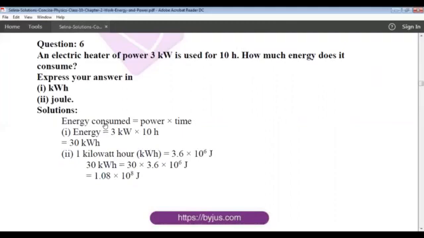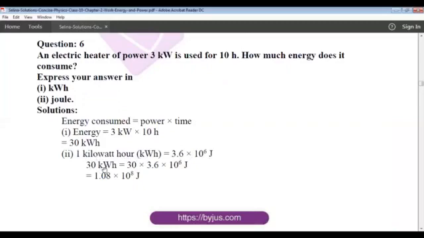So therefore energy is equal to power into time. So power is how much? 3 kilowatt and time is 10 hour. So energy spent is 30 kilowatt hour. So we need to convert it in terms of joules. So 1 kilowatt hour is equal to 3.6 into 10 raised to 6 joules.